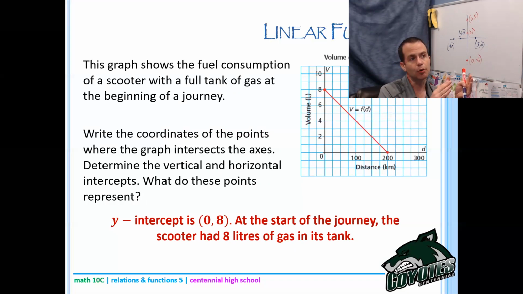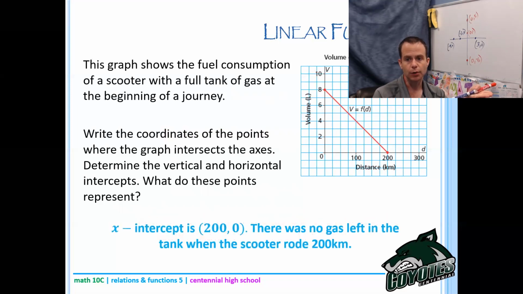The horizontal intercept, or the x-intercept, is (200, 0). And what would that represent? Well, I've traveled 200 kilometers and I'm out of gas. So there was no gas left in the tank when the scooter rode 200 kilometers. It is super important that when you are asked for an intercept, intercepts are always points. Always coordinate points (x, y) when you are asked what an intercept is.